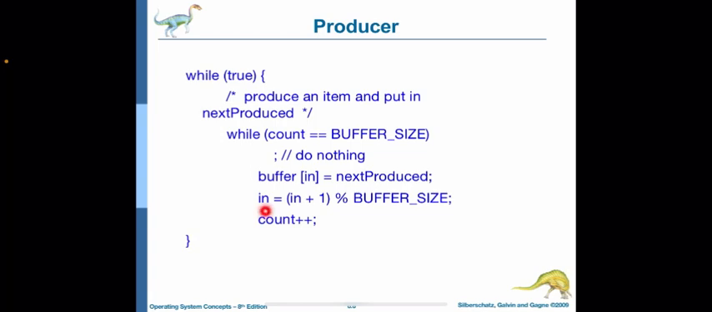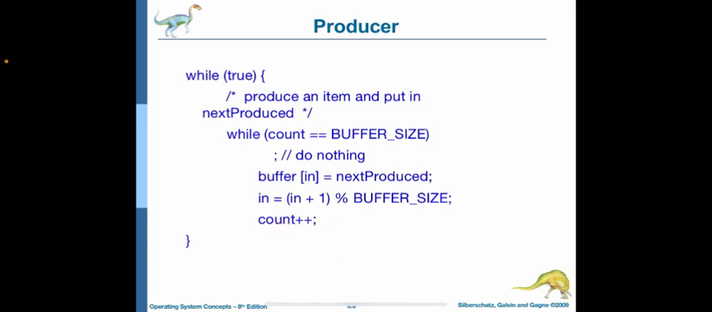So in should be incremented. Since we are using a circular queue, the modulo operator should be applied here. Then update the count. Now we have put one more item into the buffer, so the number of full buffers is incremented. Just to reflect that, count should be incremented by the producer. This is about the producer code.